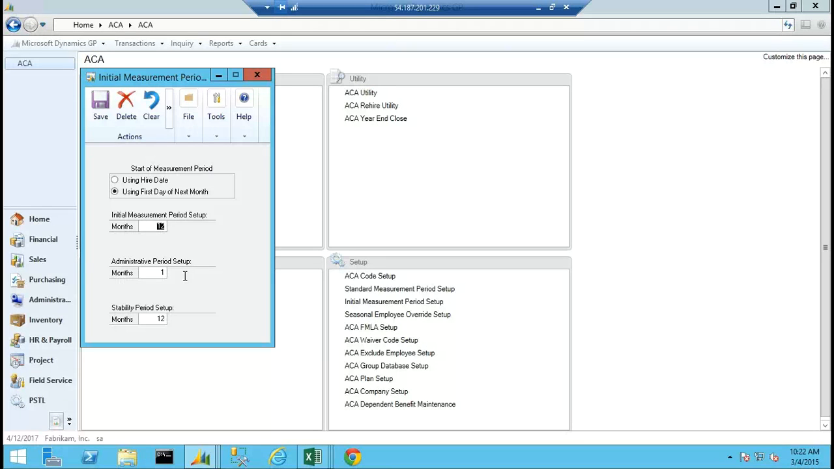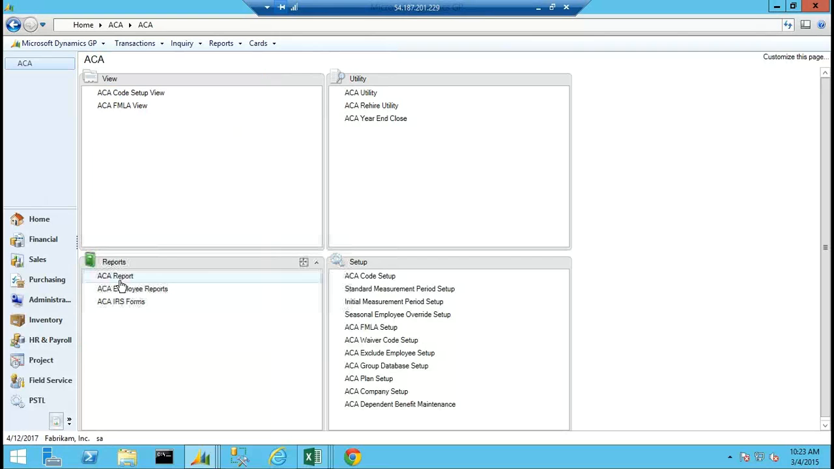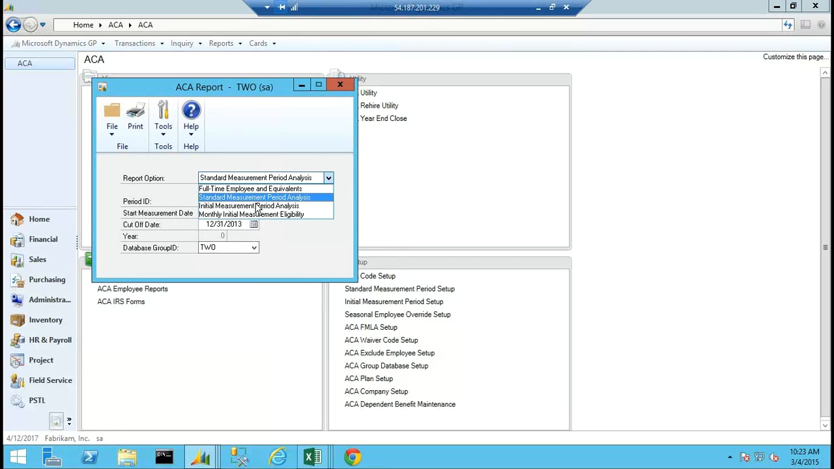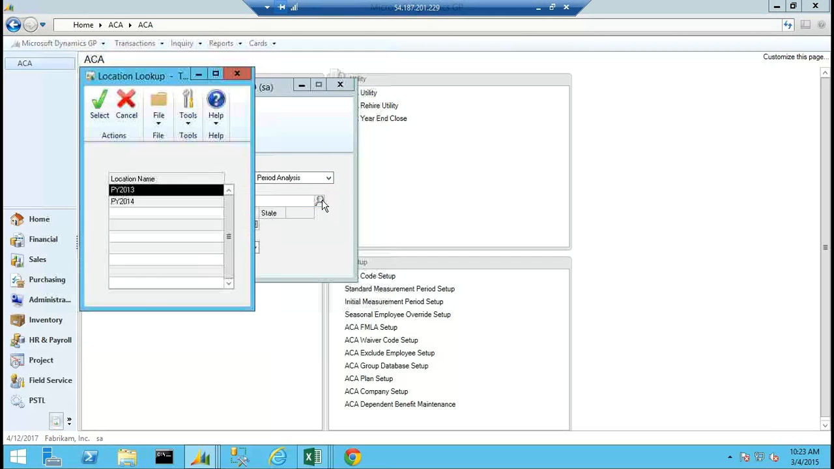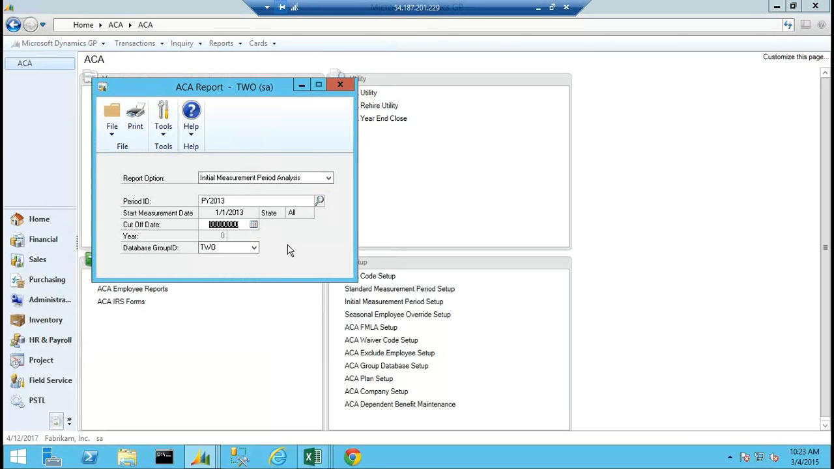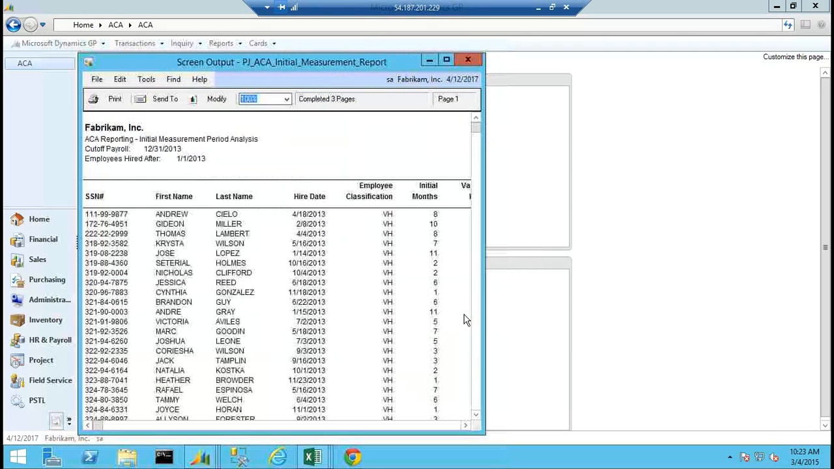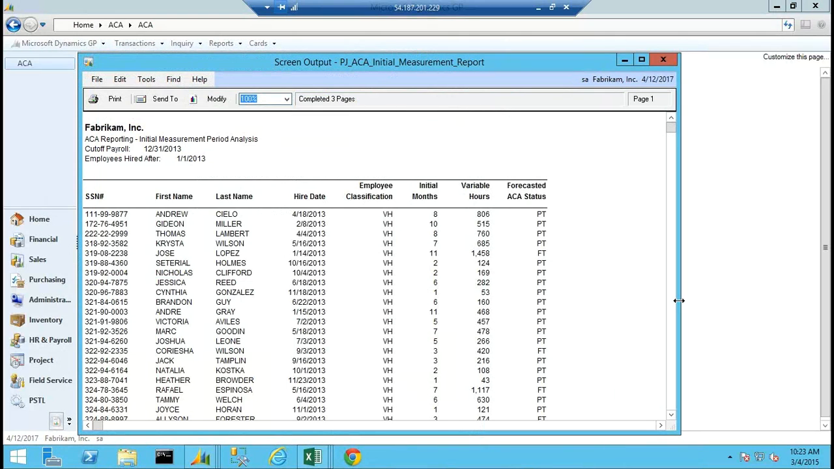Now, this is a forecasting report that tells you who your new hires are, and as you can see, the hire date of these people is after this date, what month they're in their initial measurement period, and how they're trending. The same thing. Now, I won't have anybody with 12 months here because I used 12/31/2013. If there were 12 months, they would have been in my standard measurement period. But this gives you an idea of forecasting of that. I have 14 people out of 117 that are forecasted to be full-time people.